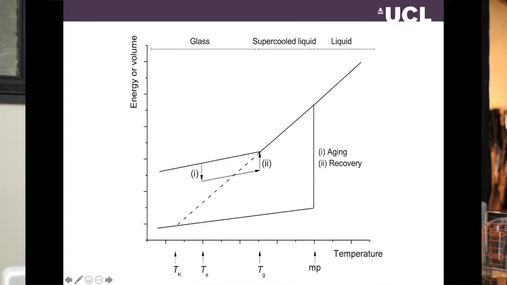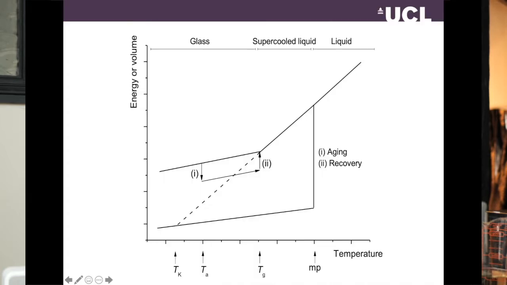When an amorphous material is freshly made, the molecules are as randomly structured as possible. That means a fresh amorphous material will have the highest energy or highest volume, and so that is represented by the solid line on the graph.